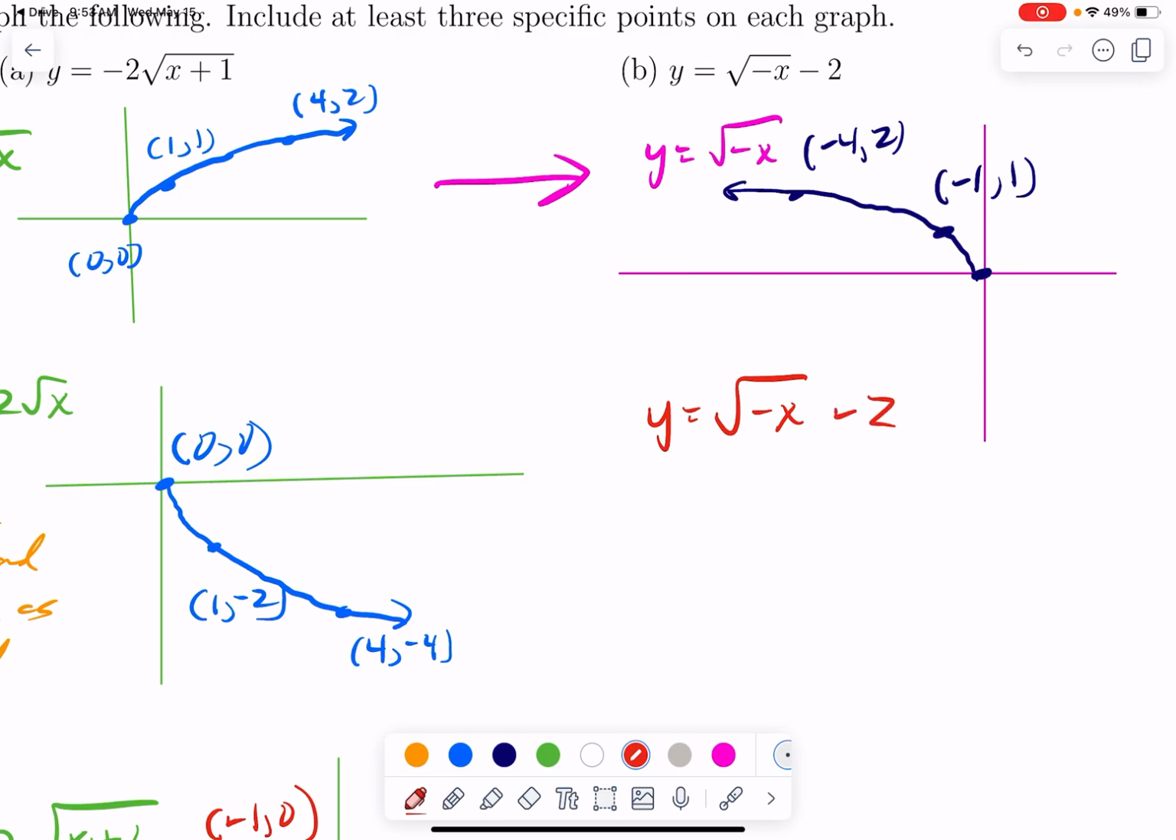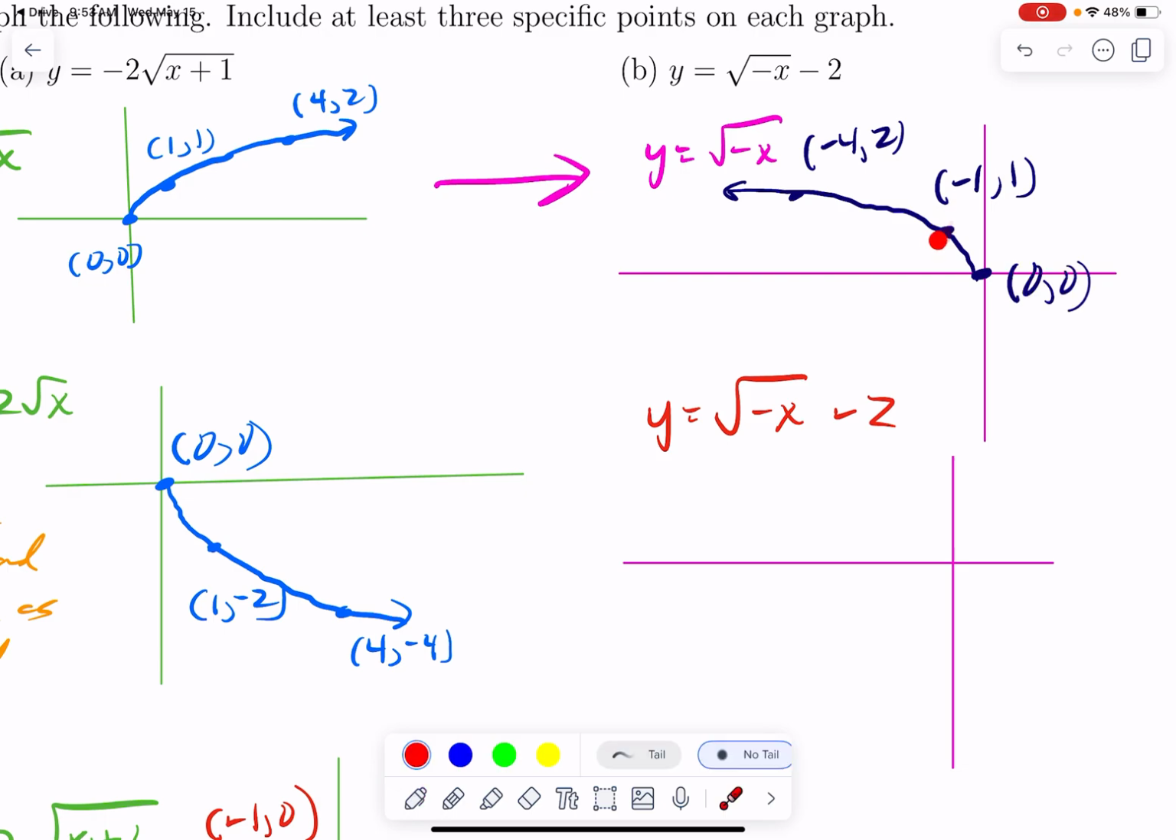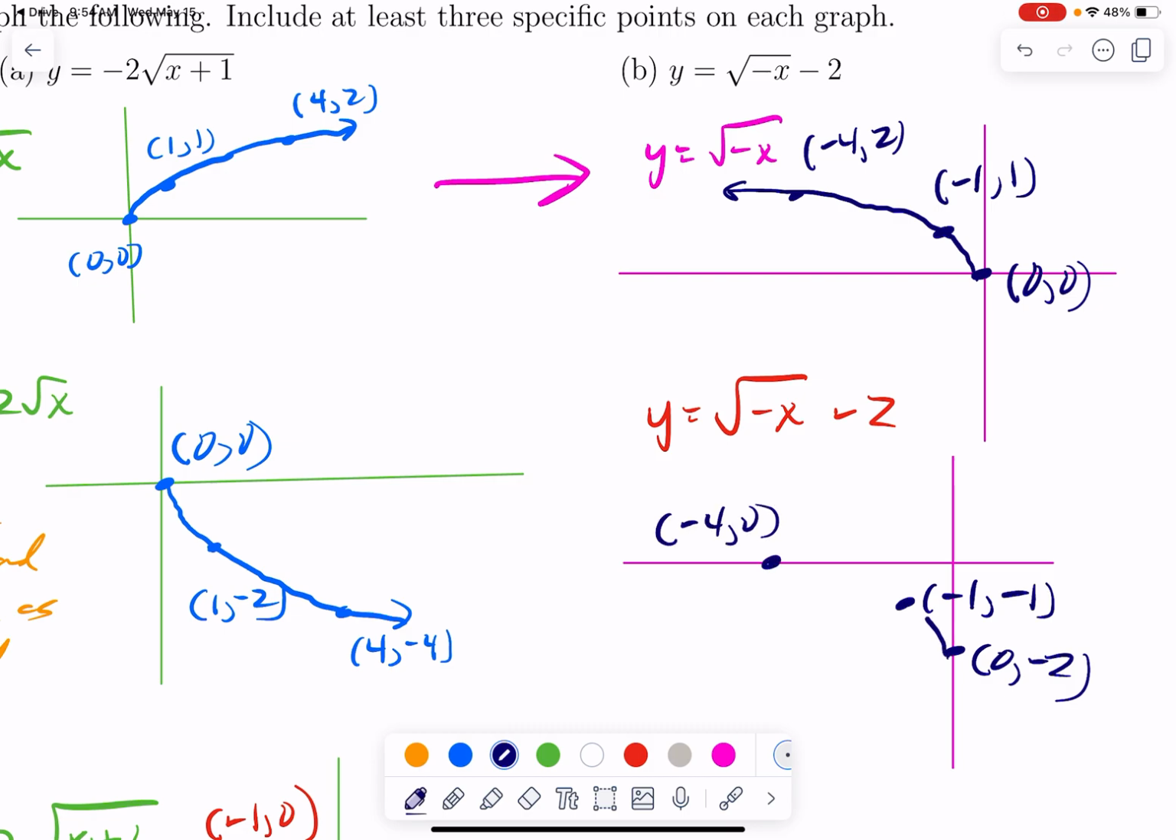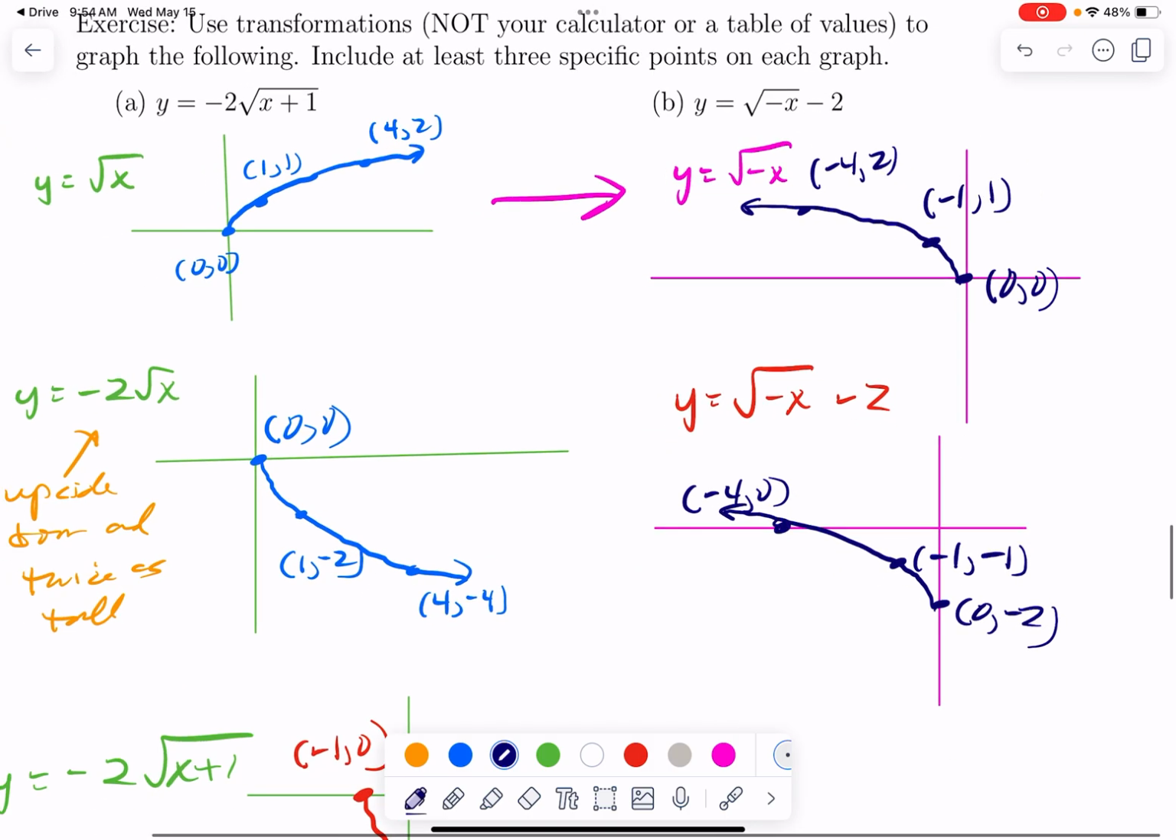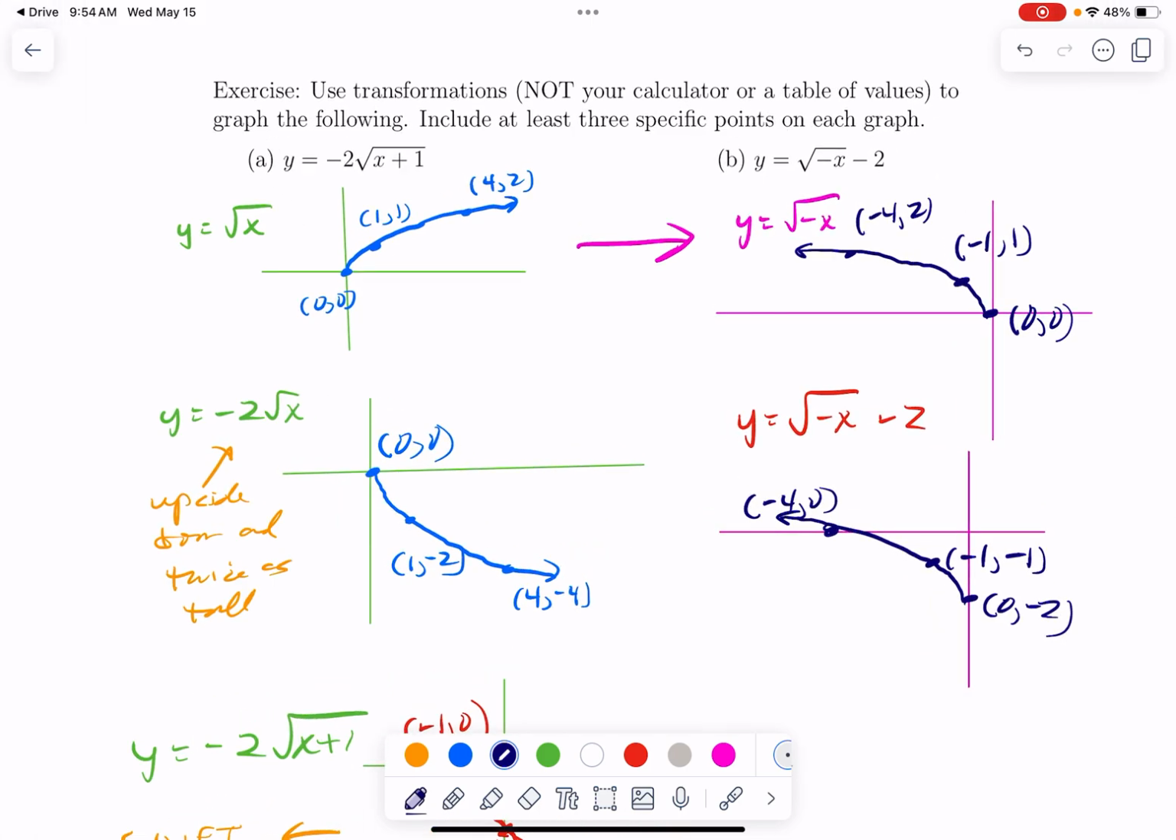That minus 2 on the outside would shift everything down by 2 units. So this point at (0, 0) would shift down. This point at (-1, 1) would shift down. This point at (-4, 2) would shift down. When I shift down by 2 units, I'm just subtracting 2 from every y coordinate. These would be my 3 easiest points, and I just reconnect them. Same transformation rules we've had all year, just in a new context.